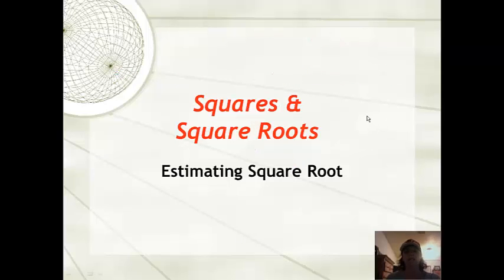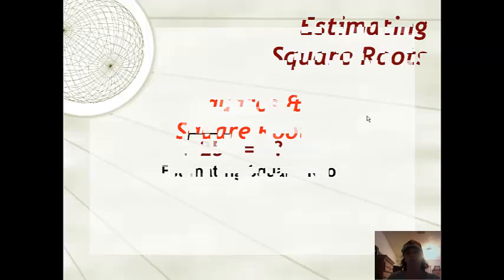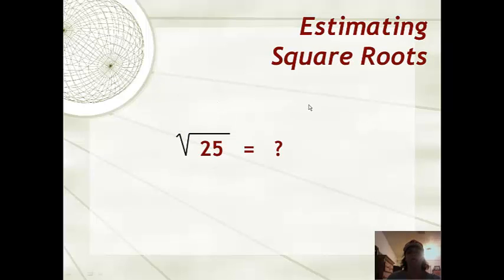Now let's talk about estimating square roots. We have 25. What is the square root of 25? Write that in your journal. The square root of 25 is... Now, if you said 5, you are correct. What is the square root of 49? Write that in your journal. The square root of 49 is... If you said 7, you are correct.